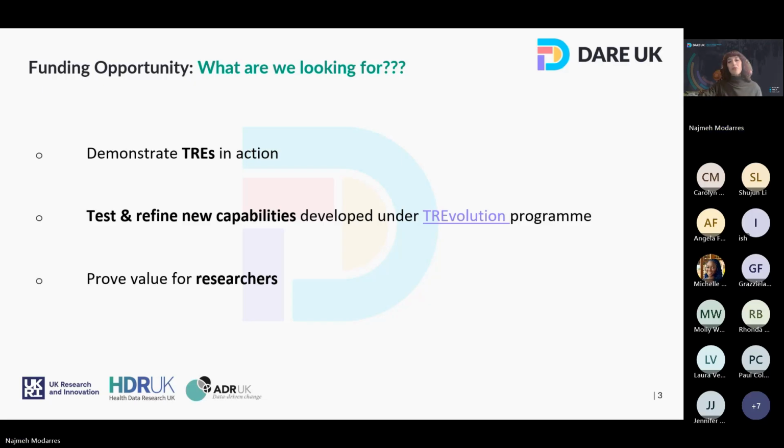The other point is that, when I say here, prove value for researchers, this is for researchers to really have a chance to help shape this environment of sensitive data work in the UK. So again, it's about broadening your own visibility as a researcher and connection with networks and collaboration and so on. So I would say these are the 3 big points of the funding opportunity and what we are looking for.